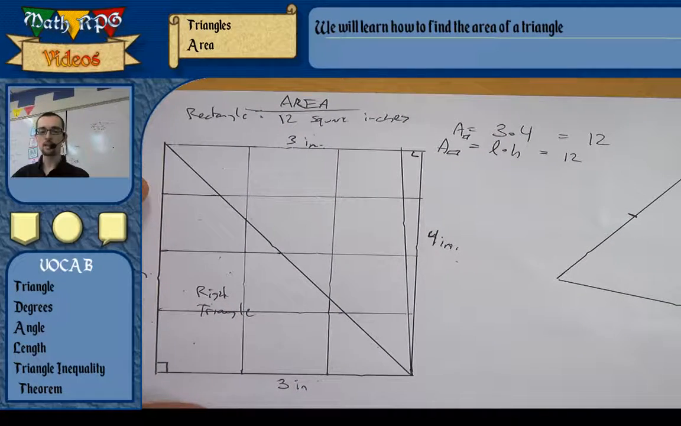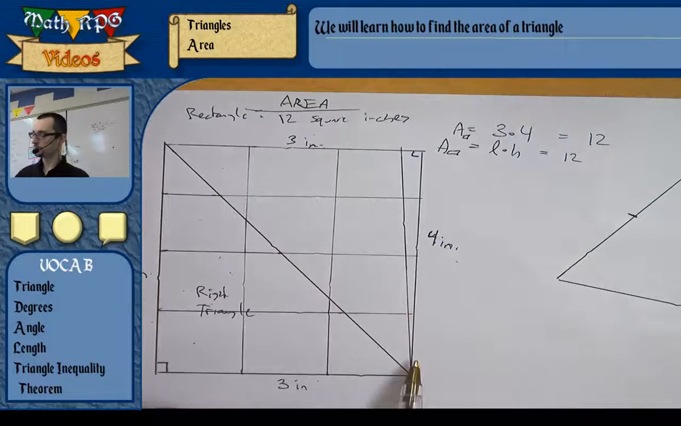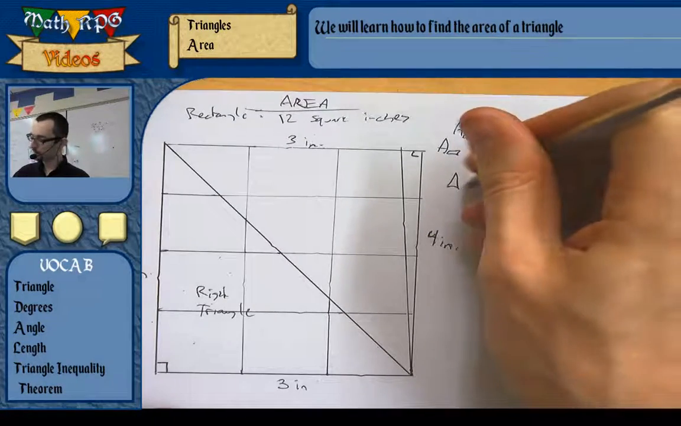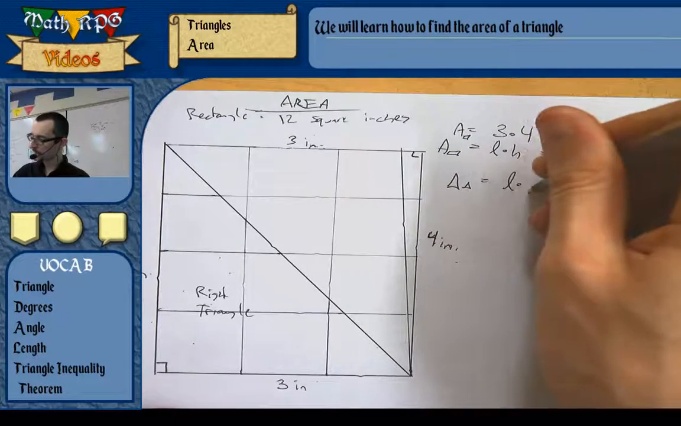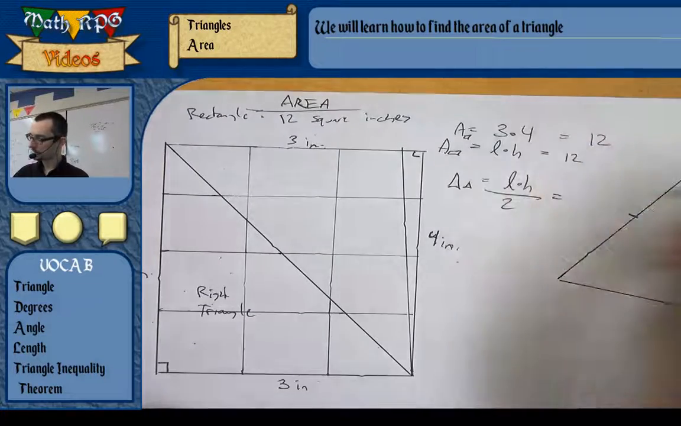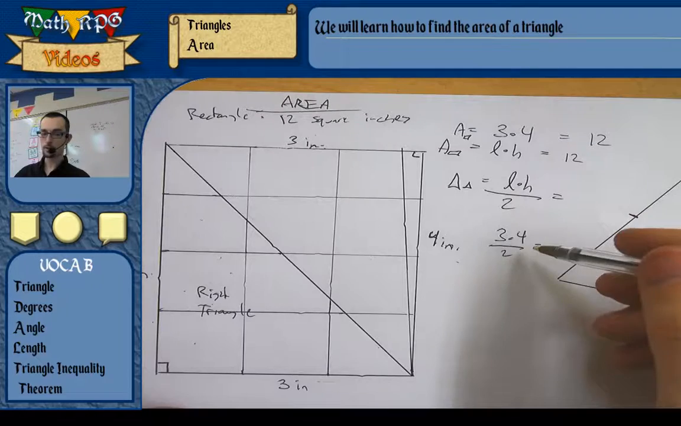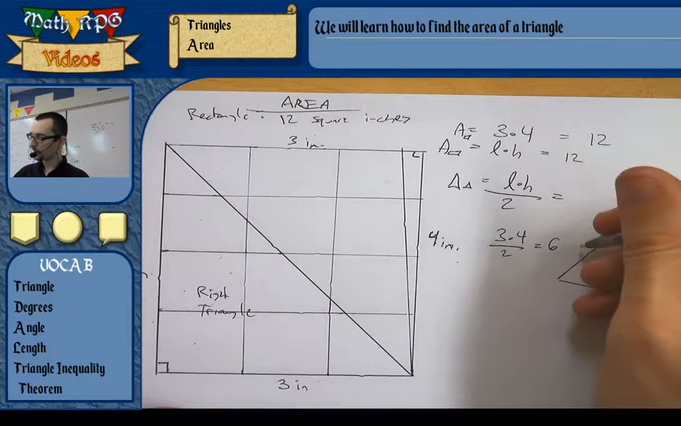Area of a triangle is going to be that same rectangle, but then we cut it in half along the diagonal. So the formula for the area of a triangle is length times height, again, but divided by 2. In this case, I will have 3 times 4, but then divided by 2, which gives me 12 divided by 2, which is 6 square inches.